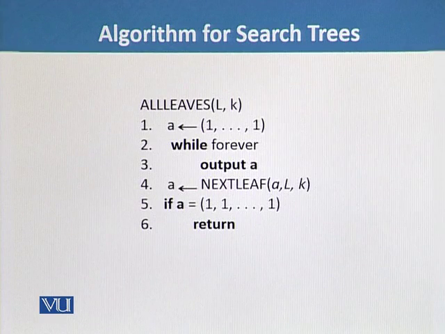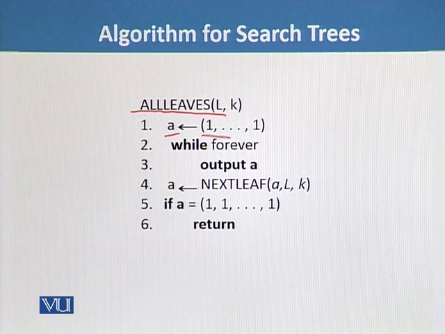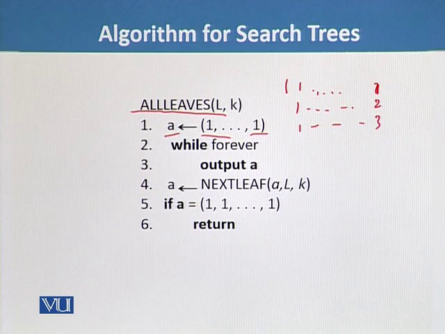So the next algorithm is the all leaves algorithm. L and K, where L is the number of L-mers, and K is the K-mers, meaning the number of nucleotides. So a is starting from 1, 1. We have seen in the previous slides the various possibilities. So it will start from 1 to all the 1.